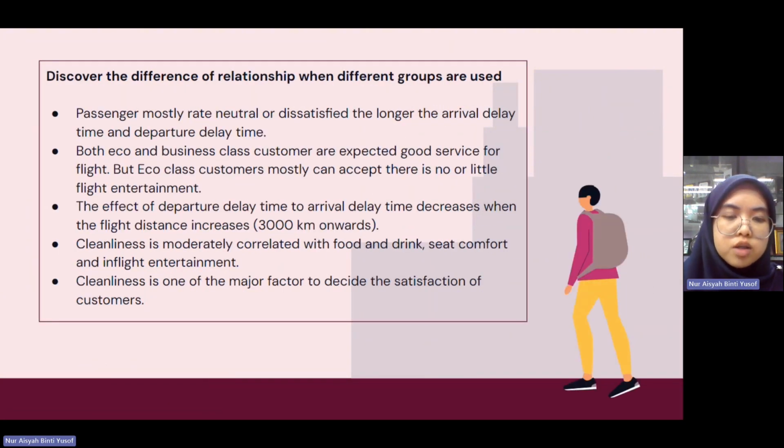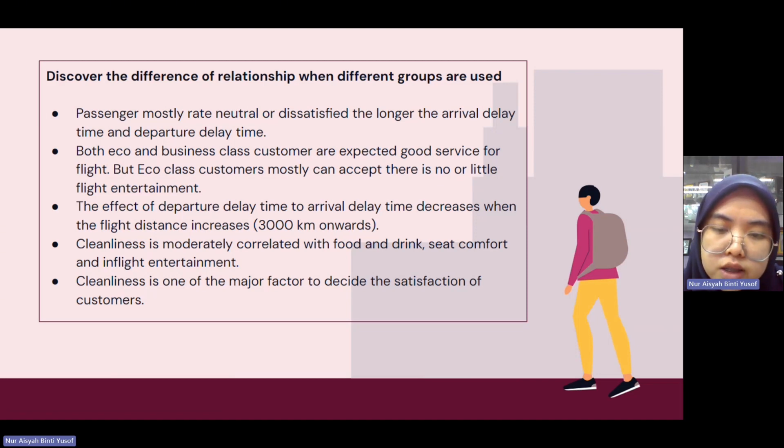The third objective is to discover the different relationships when different groups are used. First, passengers are mostly neutral or dissatisfied when the departure or arrival delay time is longer because it can affect the passenger's next event afterward. Second, both eco and business class expect good service for the flight because eco class passengers can be affected if there is little or no entertainment in the flight. Third, the effect of departure delay time on arrival delay time decreases when the flight distance increases to 3,000 and onward.